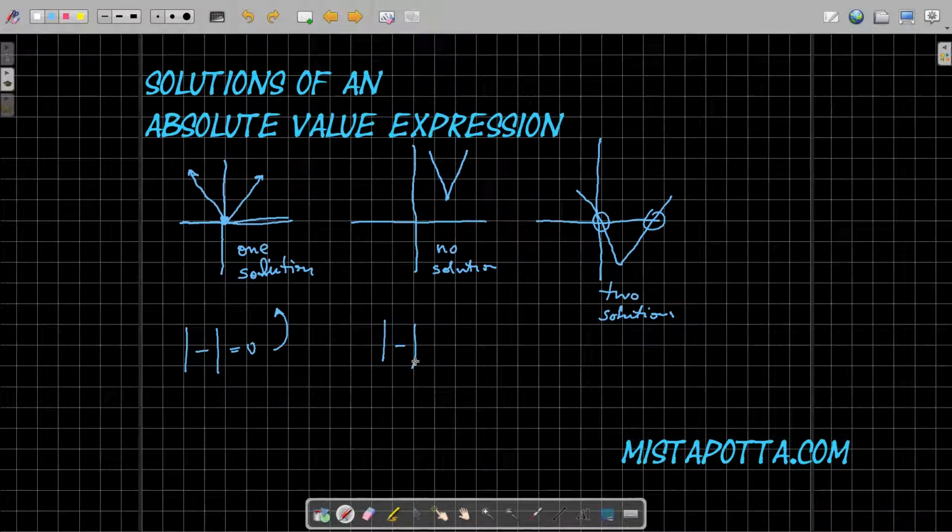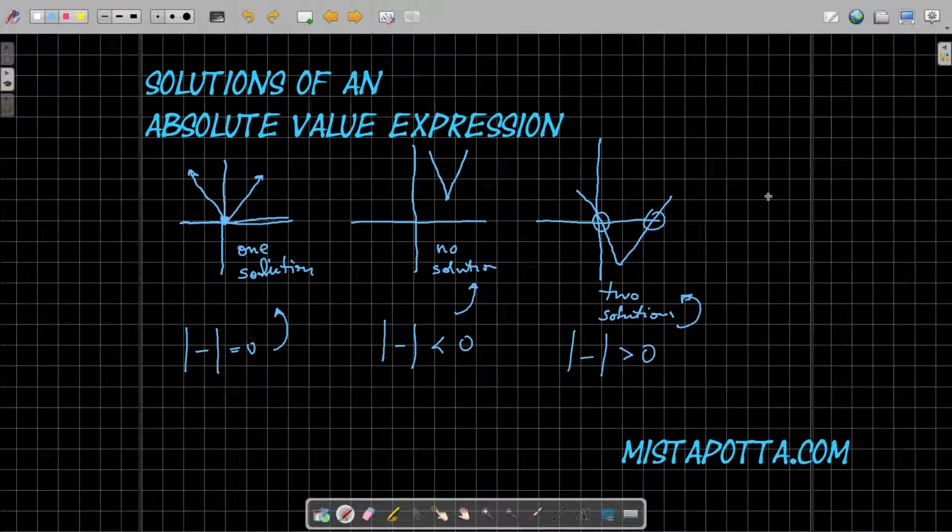I could have where the absolute value of something is less than 0. And keep in mind that absolute value is never less than 0, so that's going to give us no solution. And I could have a situation where the absolute value of something is greater than 0, and that's going to give us the situation where we have 2 solutions. So that's really what we're looking for.